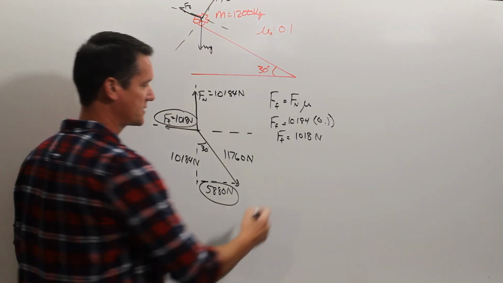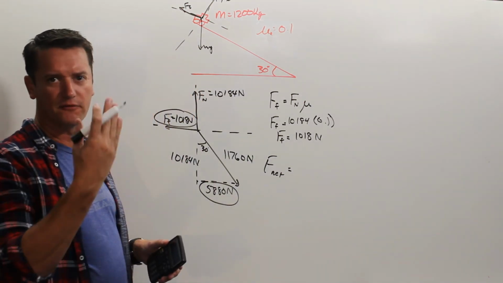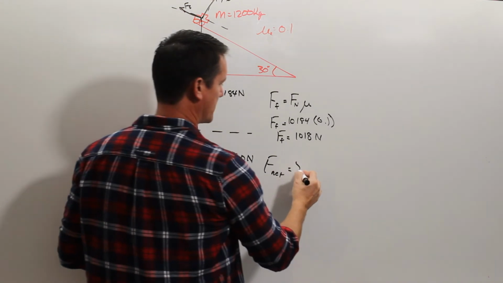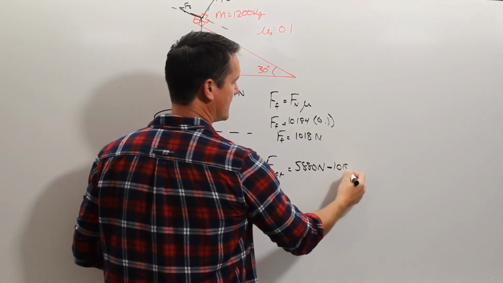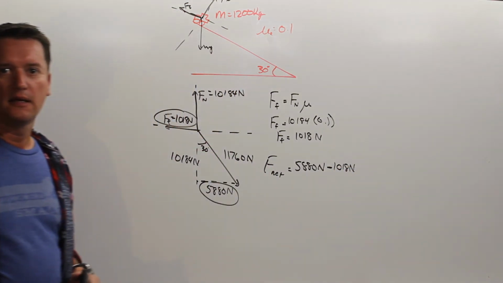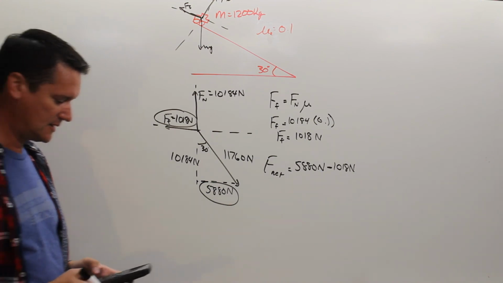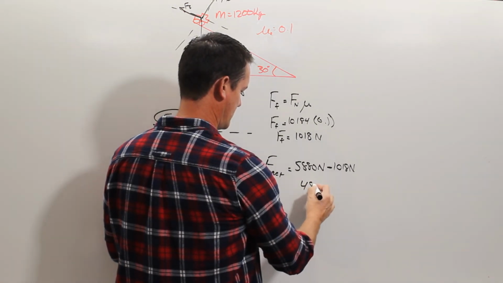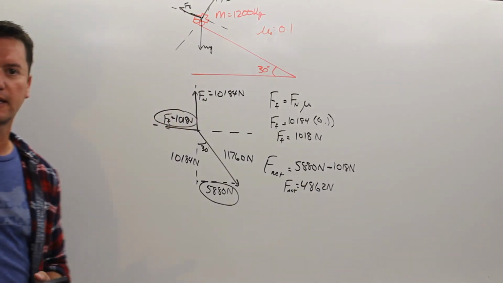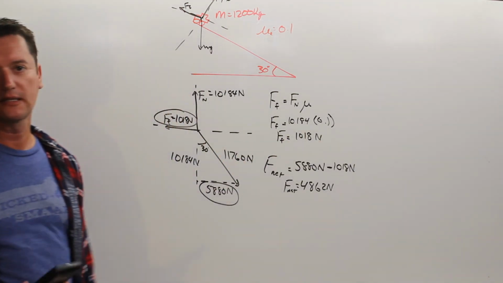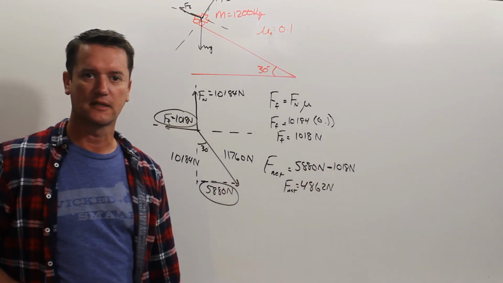So my net force, F net, is going to equal the sum of all the forces. The up and down forces don't matter, so I'm going to just ignore those. So I've got 5880 newtons plus a negative, or I can just take minus 1018 newtons. If I take my 5880 minus 1018, I get 4,862 newtons. That's the net force. That's the total force that's going down. Notice it's less than the 5880, which we had last time, because we have a little bit of friction here that's going to slow us down a little bit.